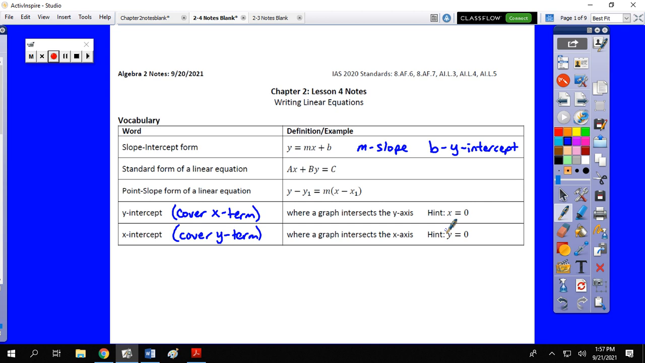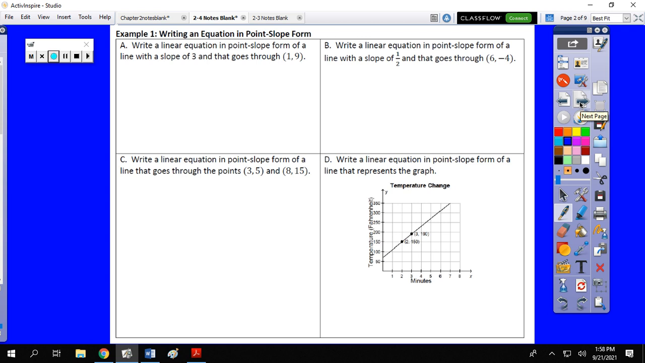Okay? And then finally, point-slope form, this is the one we haven't really dealt with yet this year. y minus y1 equals m times the quantity x minus x1, where again, m is your slope, and x1, y1 is any point on the line. Okay, it doesn't matter what point, you can use any point as x1, y1. So let's go through some basic examples first, and that'll be the end of this video.